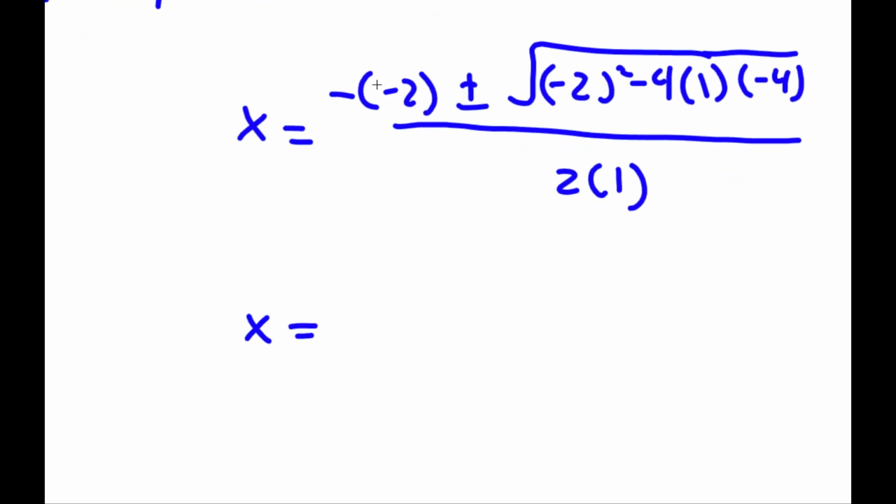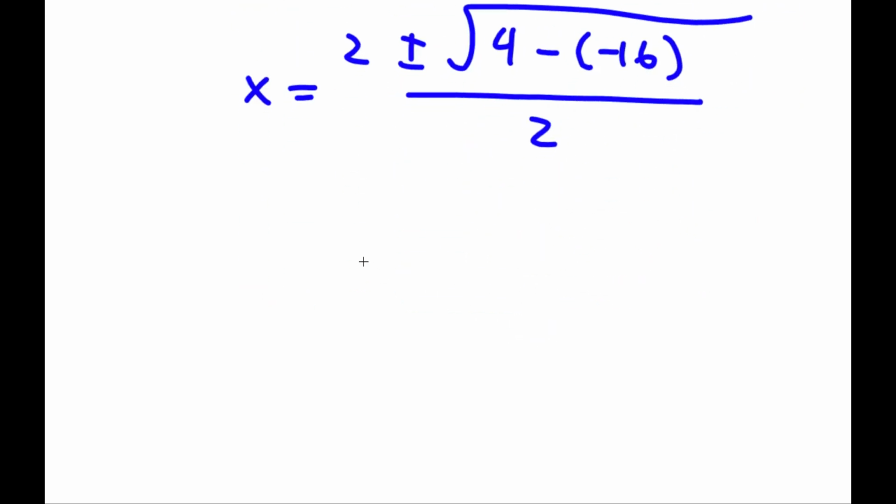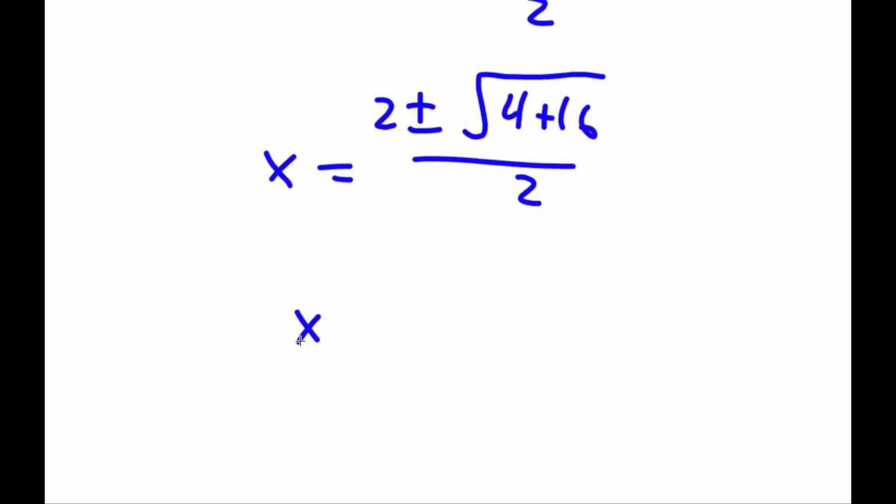Now I have x is equal to negative negative 2 is positive 2, plus or minus the square root of negative 2 squared is positive 4, minus 4 times 1 is 4, 4 times negative 4 is negative 16, all over 2 times 1, which is 2. Now I have x is equal to 2 plus or minus the square root of 4 minus negative 16 is 4 plus 16 over 2. 4 plus 16 is 20, so I have x is equal to 2 plus or minus the square root of 20 over 2.